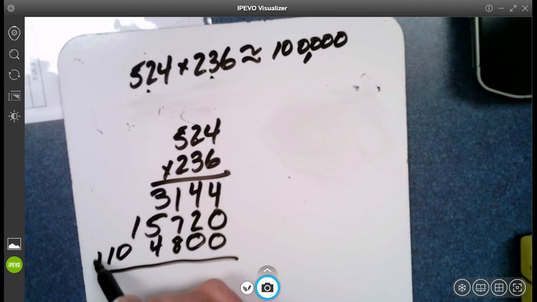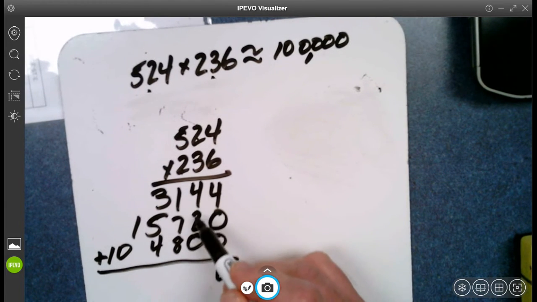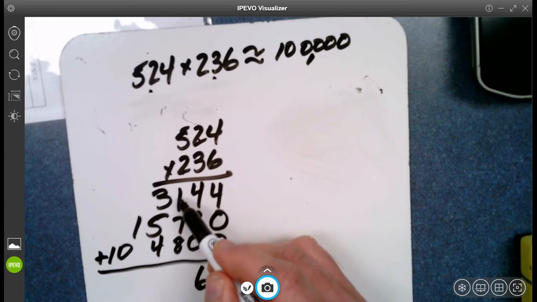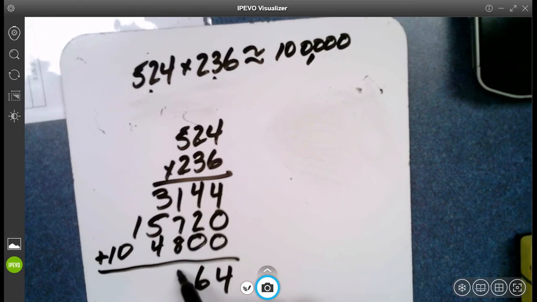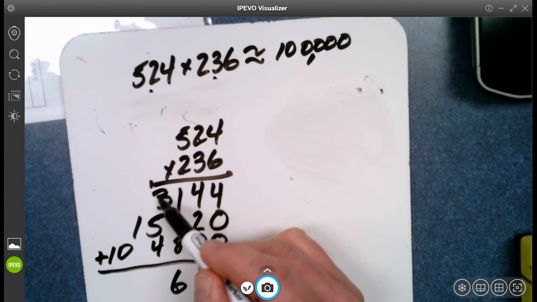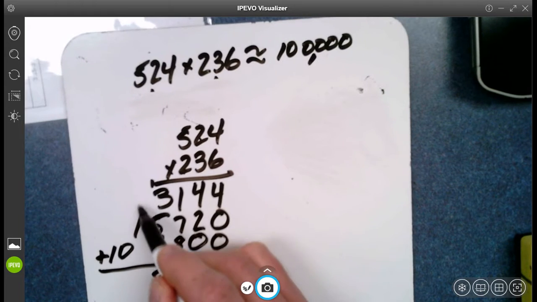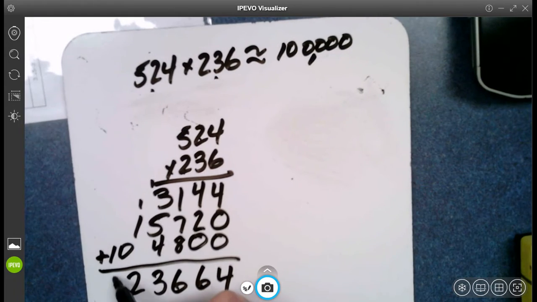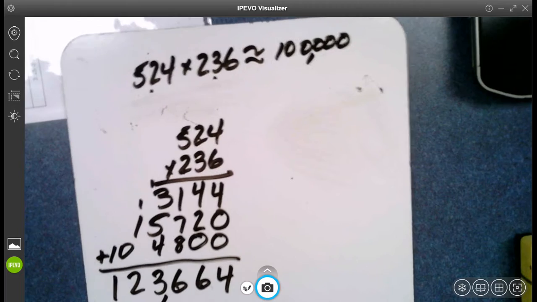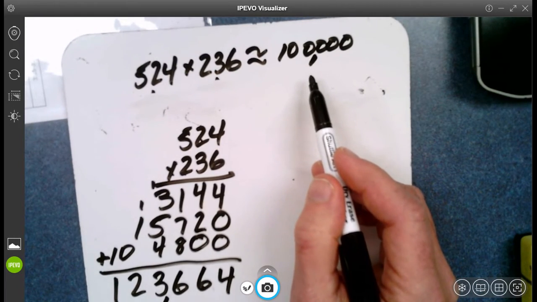Now what I do is I add up these numbers. 4 plus 0 is 4. 4 plus 2 is 6. 1 plus 7 is 8. 8 plus 8 is 16. Write down the 6, bundle the 1. 1 plus 3 is 4. 4 plus 5 is 9. 9 plus 4 is 13. 1 plus 1 is 2. And then 1. And I get 123,664, kind of close to the 100,000.